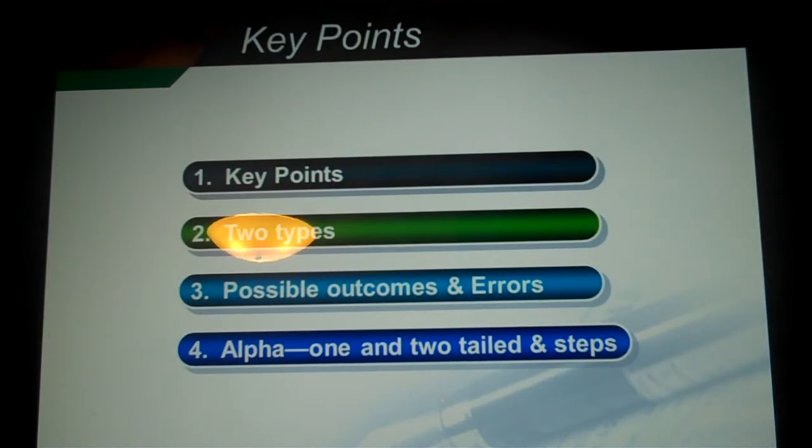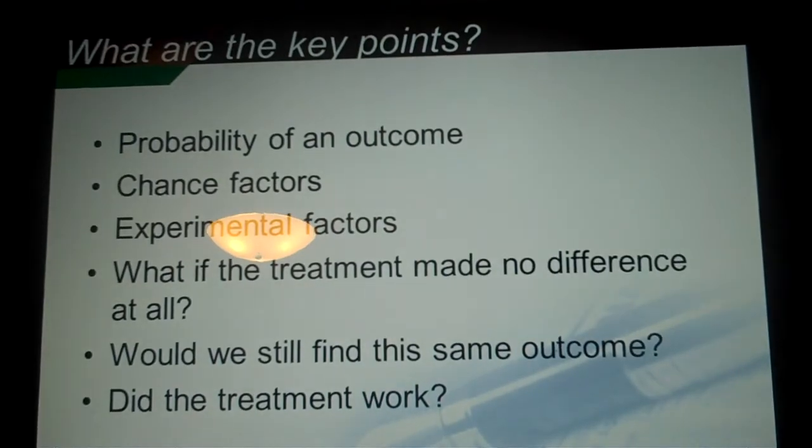Key points. We'll talk about two types of testing, possible outcomes, type 1, type 2 errors, and what an alpha is, and also one-tail and two-tail steps.